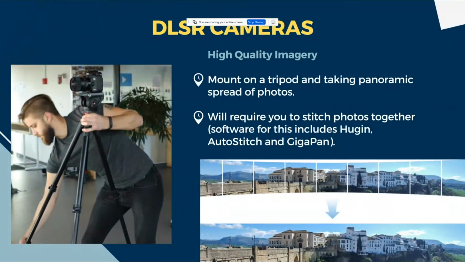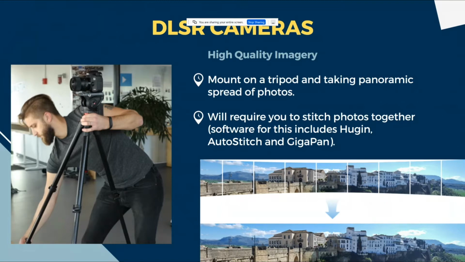All right, and DSLR cameras. Now, this one we haven't tried yet. We will be trying it to see how it goes. But it's fairly self-explanatory. You just put your camera on a tripod and then spin it around and take a series of photos, and then later on you can integrate those into a panorama, stitch them together.